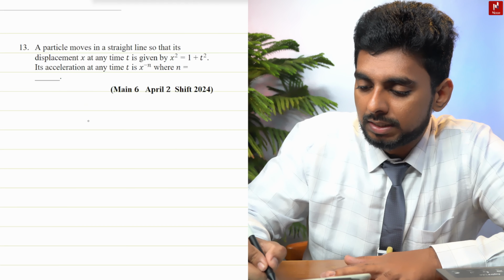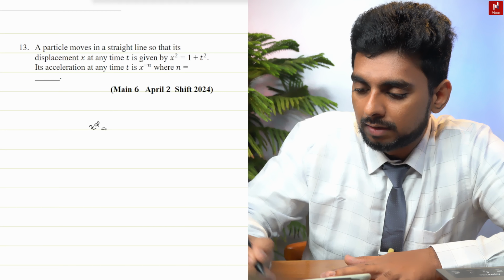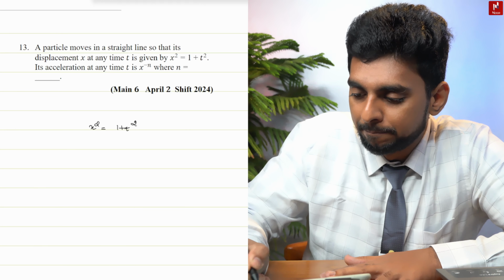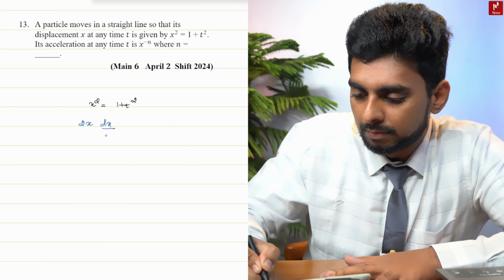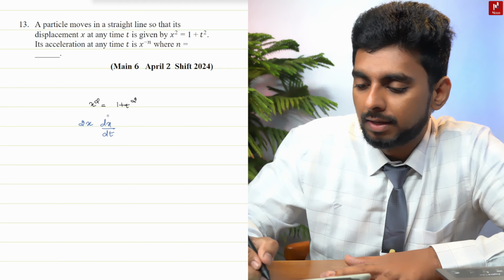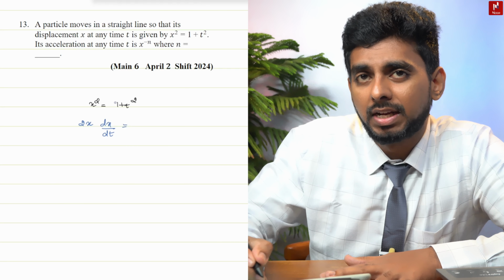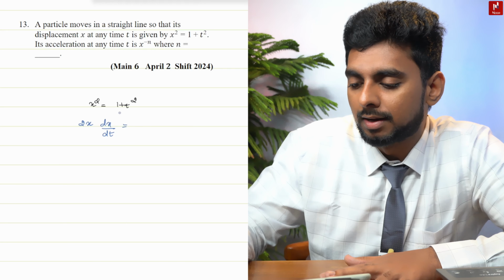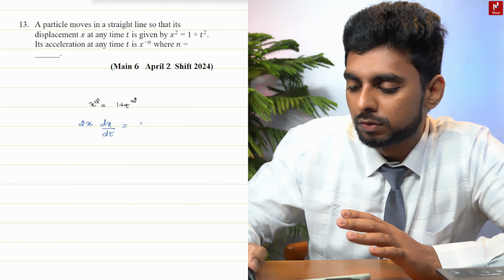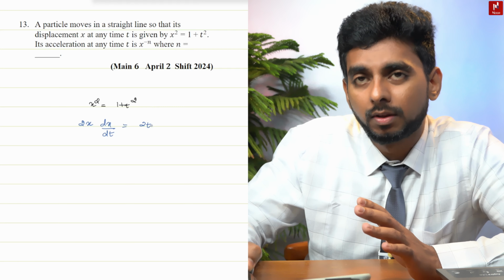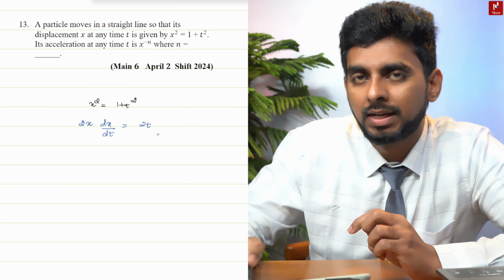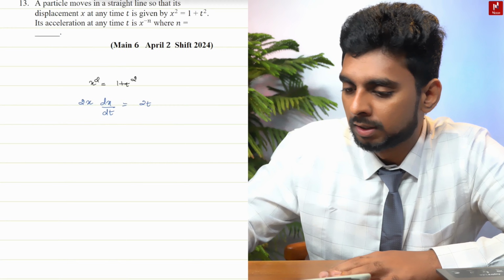First, let me write the equation that they have given in the question, which is x squared equal to 1 plus t square, right? If I differentiate this equation, you would get 2x dx divided by dt. I'm differentiating with respect to time. On the right hand side, 1 is a constant, therefore it goes to 0. t square will give you 2t. dt by dt is 1, so do not worry about that one.